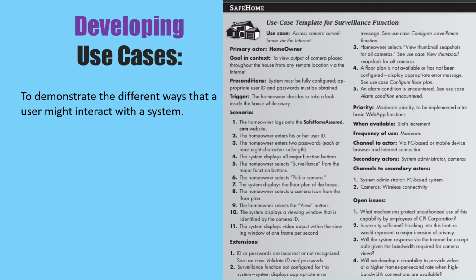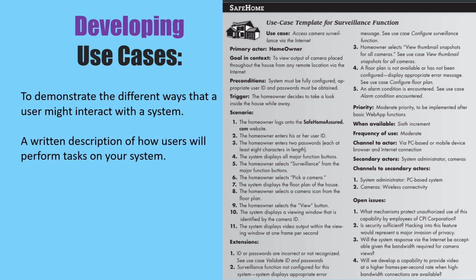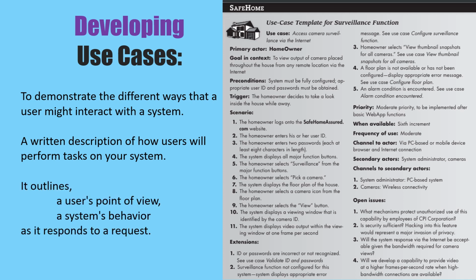Developing use cases. The purpose of a use case diagram in UML is to demonstrate the different ways that a user might interact with the system. Developing a use case involves a written description of how a user will perform tasks on your system. It outlines, from the user's point of view, the system's behavior, and it represents a request. So here is the Safe Home example. Go through it, stop the clip and read it thoroughly, and you can understand how we can develop a use case.